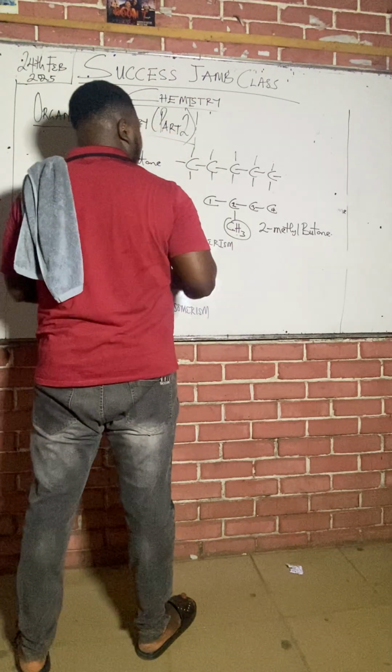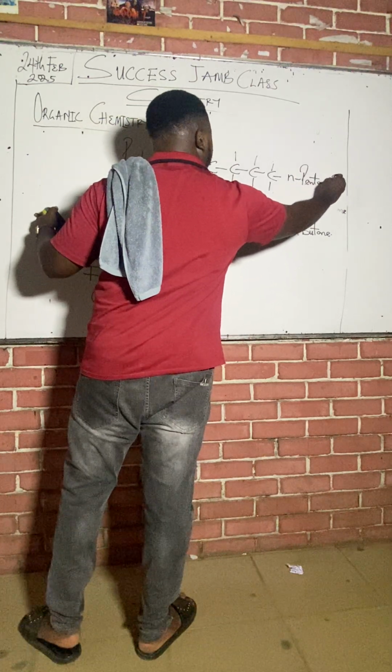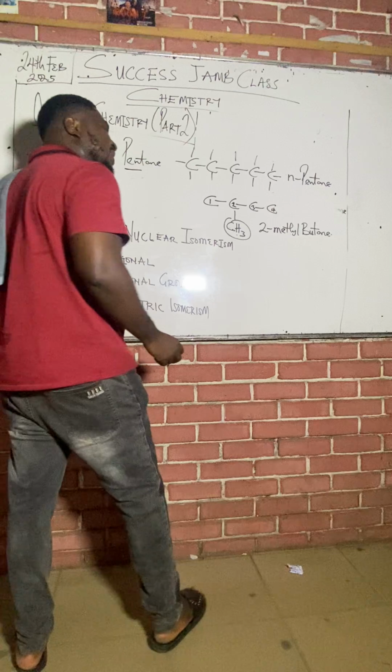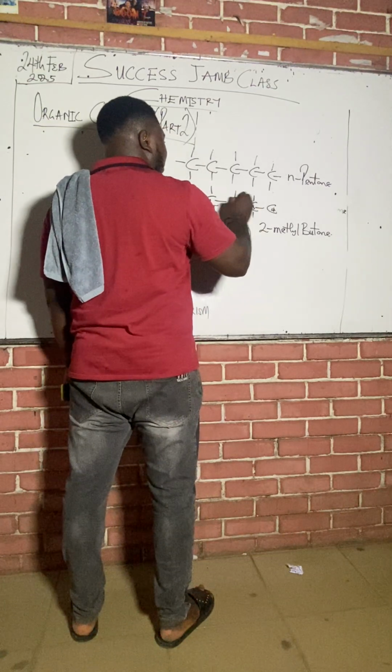Now, the formula told us that we have 3 isomers. So far, we have 2. This one is n-pentane, right? Anytime you see n, it means straight chain without any branch. n-pentane, 2-methylbutane. To get the third isomer, it means you must cut out another branch.